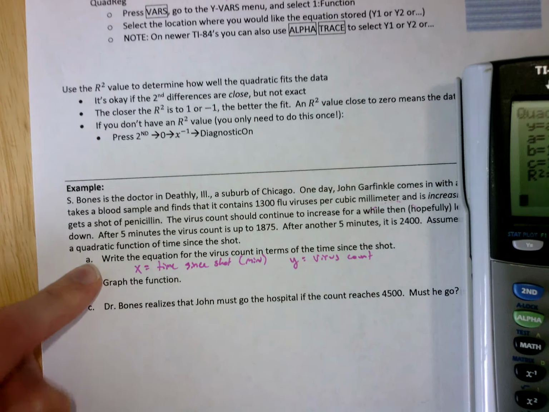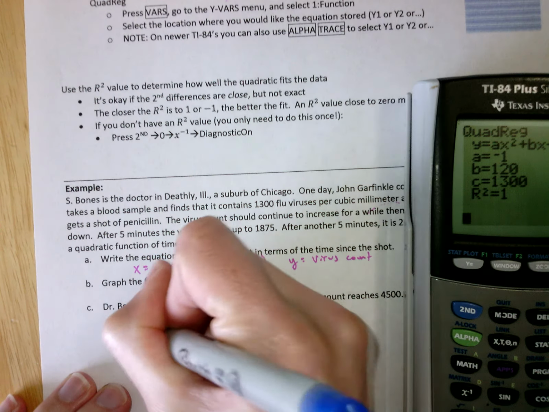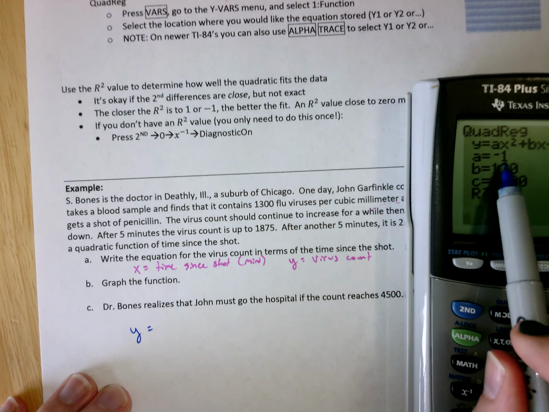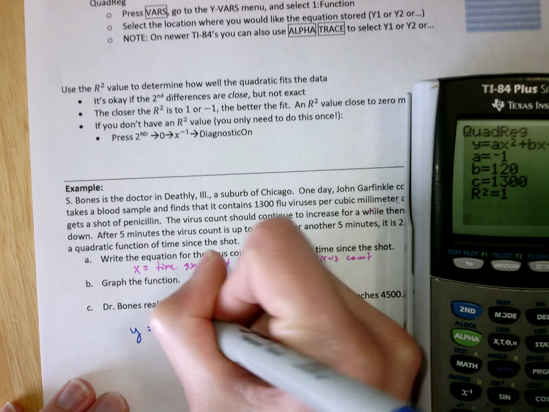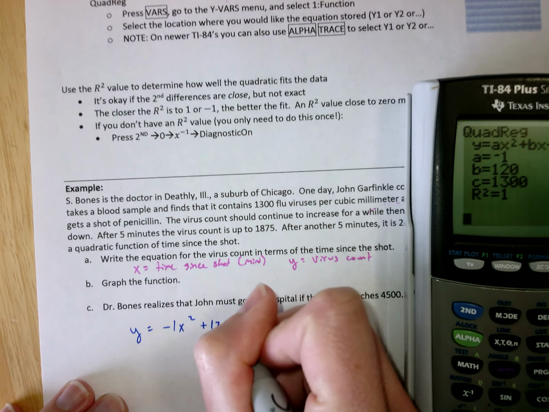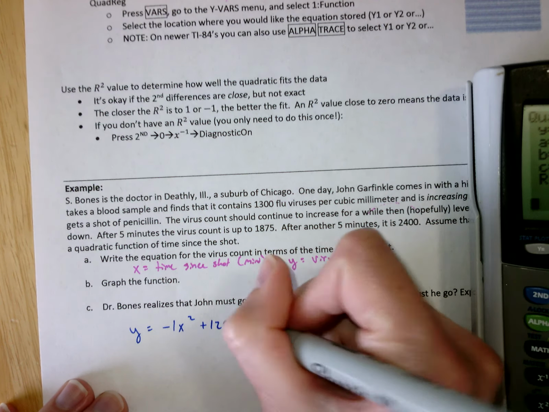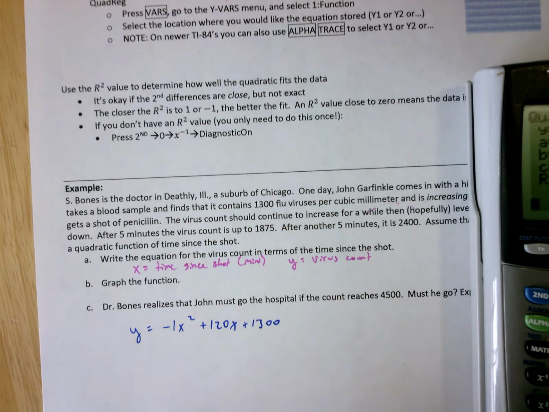Okay, so when I am writing my equation for part A, I can't really fit it in there. There's not enough space for me to write it. So I'm going to write it down here. But my equation is going to be y equals ax squared. A is -1. So -1x squared. Plus bx, b is 120, so plus 120x, and then plus c, so plus that 1300. Okay, and there is my equation for this data. Okay, so we've got our equation.